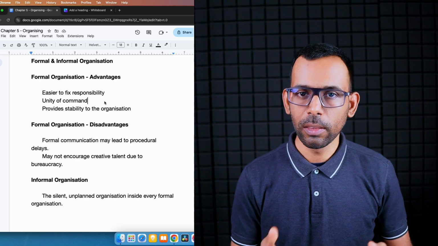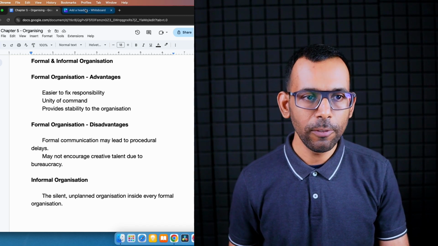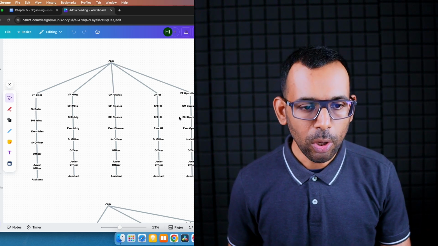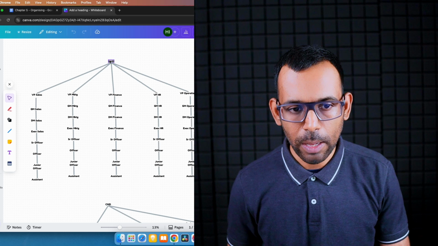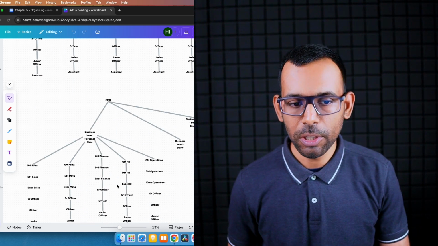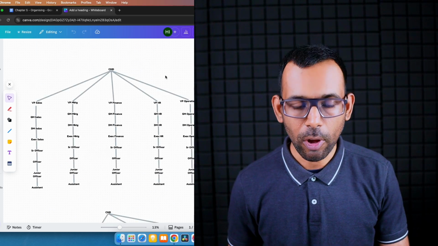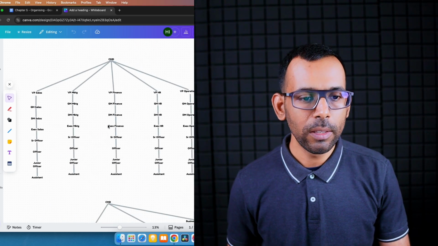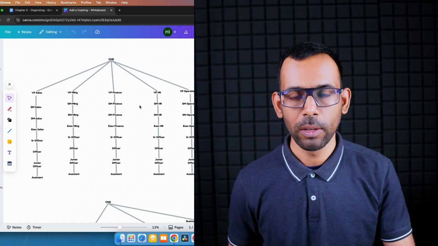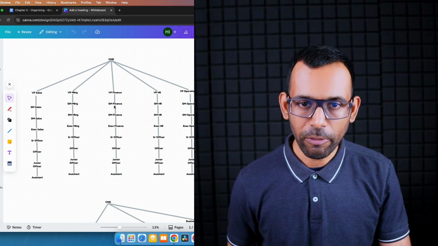Let's talk about the third advantage, which is that it provides stability to the organization. Let me give you an example, the diagram that we saw a couple of days ago. The top diagram is the example of a functional structure, and the bottom one is the example of a divisional structure. Both are examples of formal type of organization. If you look at this, it gives me a sense of control. It shows order. That means a company will be divided based on function.